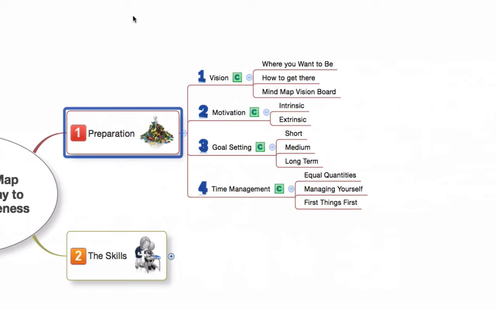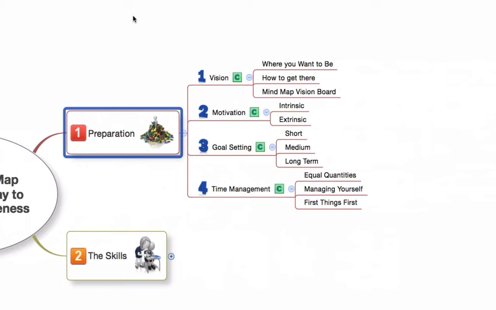In the preparation phase, we start with vision because vision will tell you where you want to be and also how you get there. You could also use a mind map vision board if you want to. While a vision board could sound like hocus pocus to many people, putting something together visually to design where you want to go could be very useful. And a mind map is an ideal tool to create a vision board, as you could put in pictures, videos, and whatever you want in your mind map vision board.